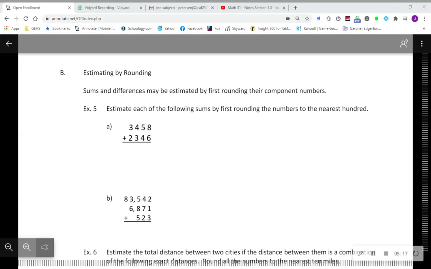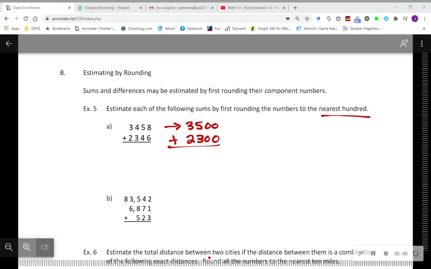Okay, estimate by rounding. This is an important skill. It's one of the higher level thinkings. When the accuracy of the answer is not really important, but you want a ballpark, then you can estimate before you add. And I'll illustrate that here. Now we're going to start by rounding to the nearest 100. And so if you round this one to the nearest 100, it's going to be 3,500. And the one below it is going to be 2,300.